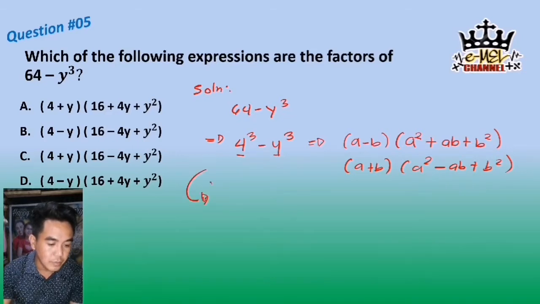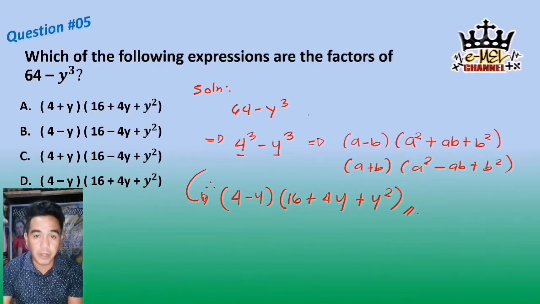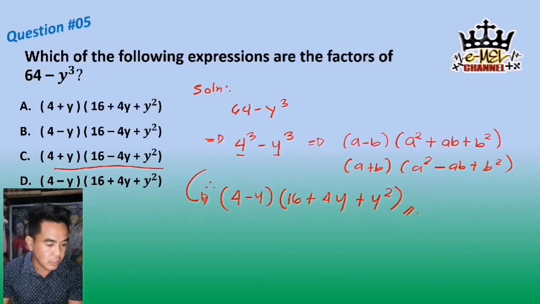Therefore, 4 minus y times a squared, 4 squared, that is 16, plus ab means 4 times y, that is 4y, then plus y times y becomes y squared. Therefore, in this problem number 5, the answer is 4 minus y times 16 plus 4y plus y squared. And the answer is letter D.